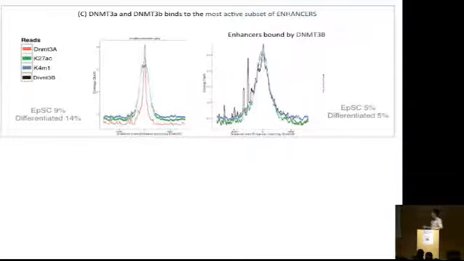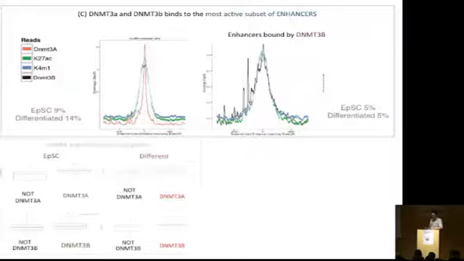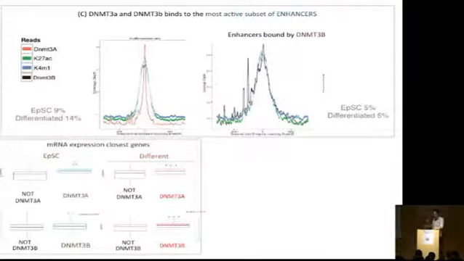Overall, DNMT3a binds to 10% of all the enhancers in our cells, and DNMT3b a little bit less. And here I give you the signal in the enhancer for DNMT3a and DNMT3b. Interestingly, the mRNA expression of the closest gene, in epidermal stem cells and differentiated keratinocytes, is higher expressed both with DNMT3a and with DNMT3b, compared to the ones that do not contain DNMT3a or do not contain DNMT3b.